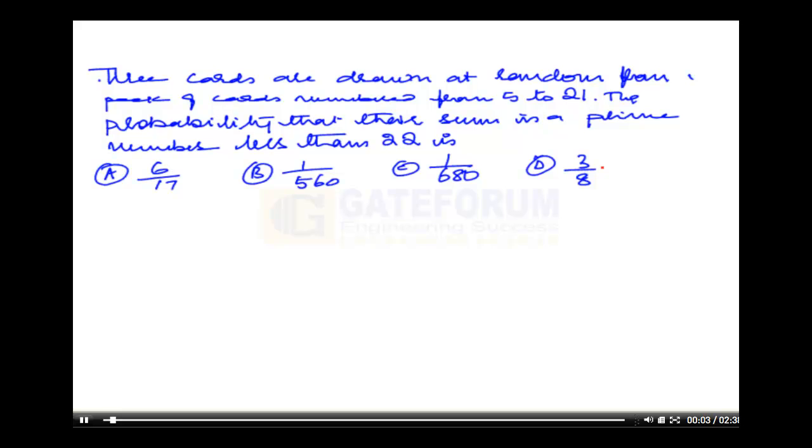And we are given cards numbering from 5 to 21, meaning total number of cards is 17. We draw 3 cards at a time, therefore sample space is 17C3. When you add the numbers on three cards, the sum should be a prime number less than 22.